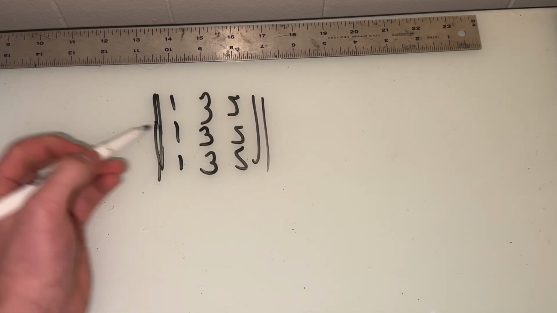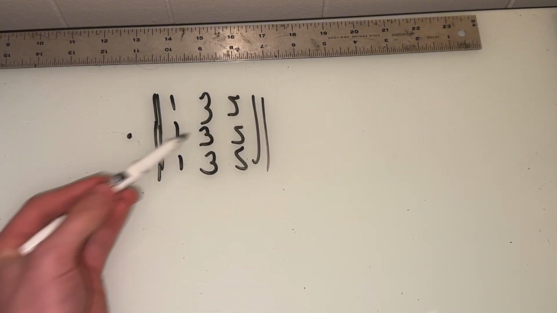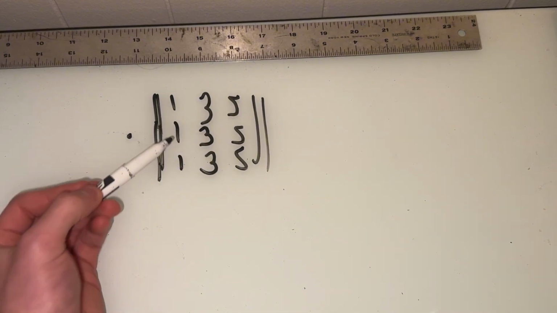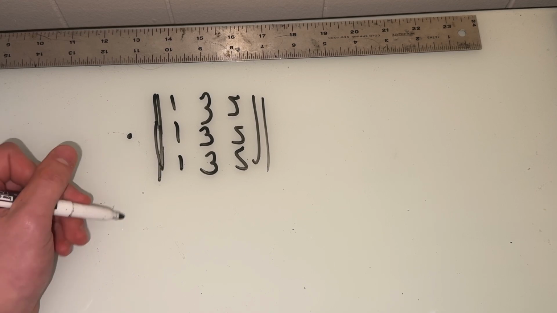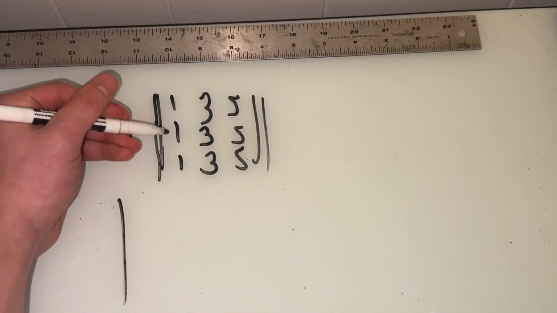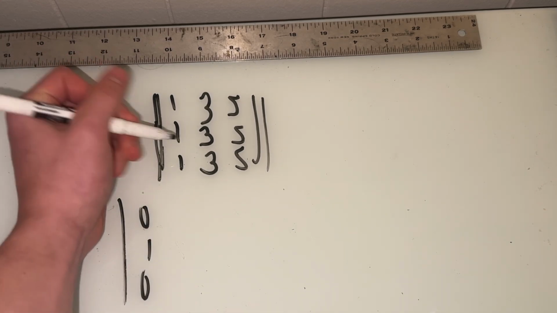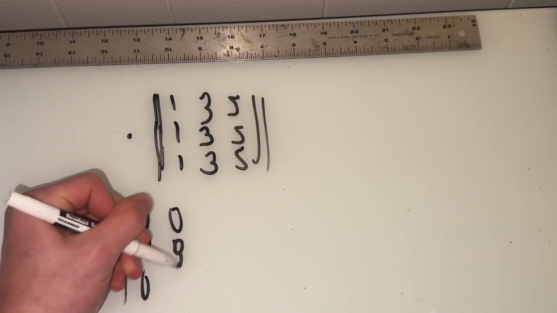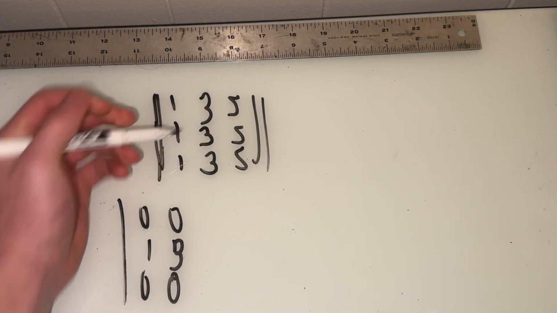The first thing I want you to do is choose any row. Now take this row and subtract it by the other rows. So 1 minus 1 is 0, 3 minus 3 is 0, and 5 minus 5 is 0.